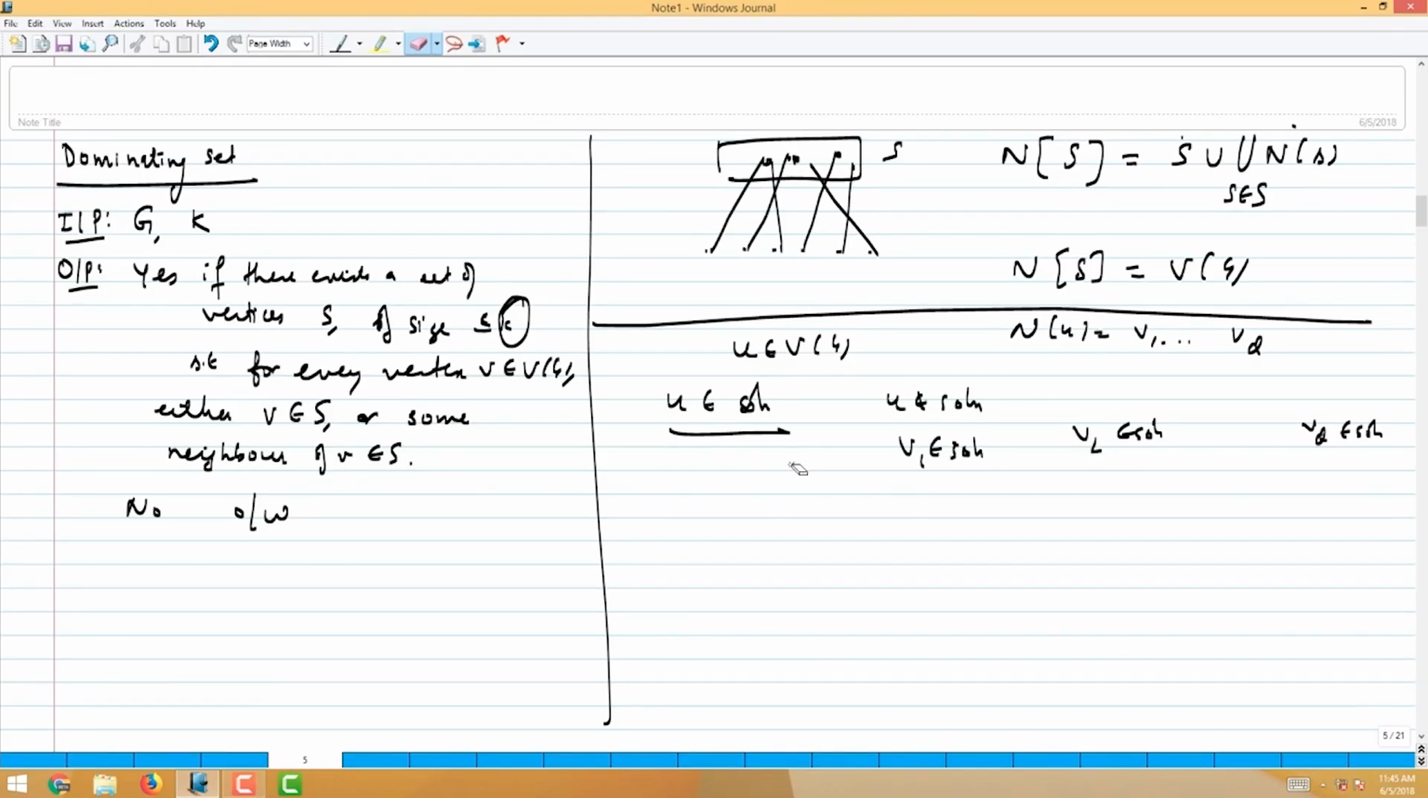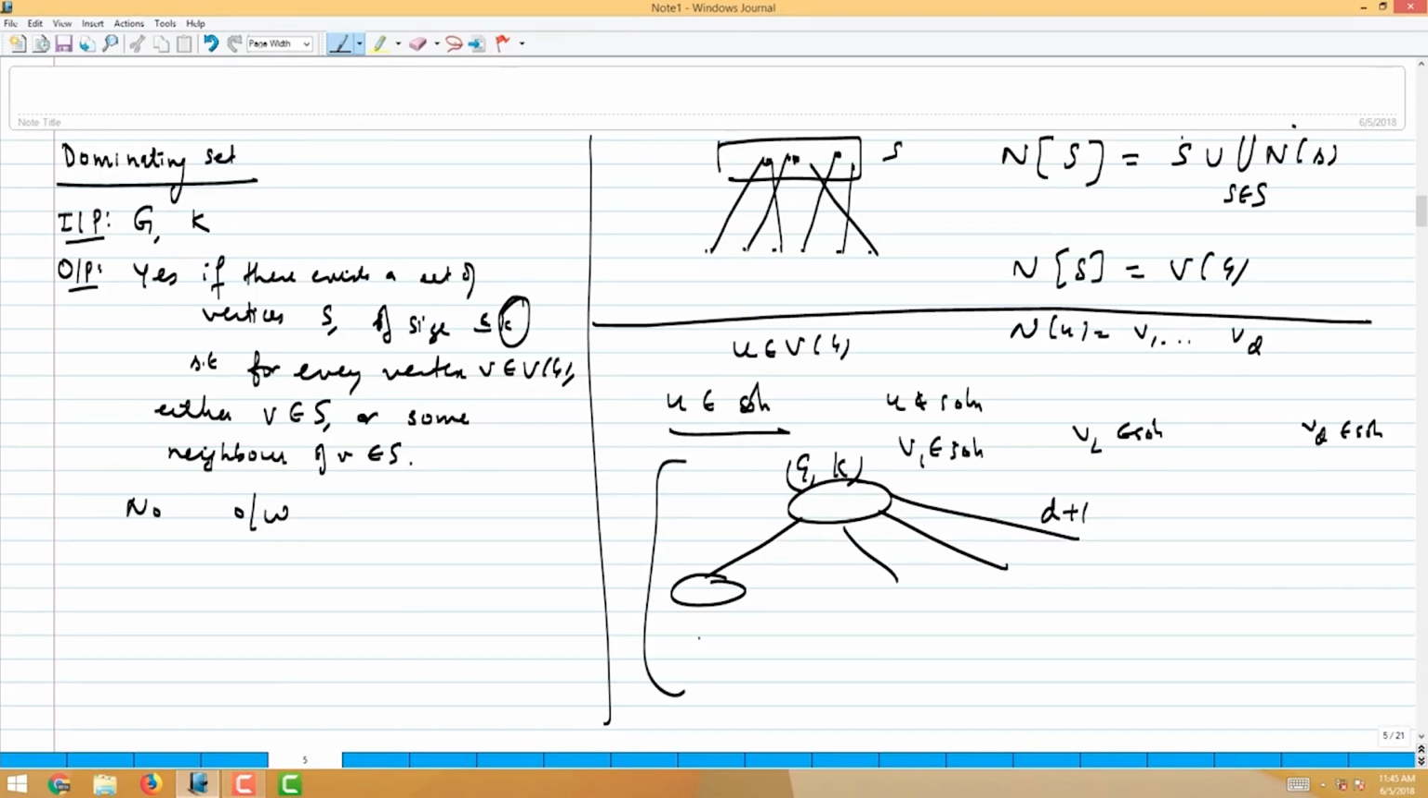So what is one problem that you see? The number of neighbors of any vertex could be very large. First of all, what kind of a branching algorithm will it give? You'll start with a graph G, K, and you'll branch into how many branches? D plus 1 branches, right? And of course, at each point we'll reduce K by 1 because we are deciding to put a vertex in the solution, so the depth of this naively will be K.